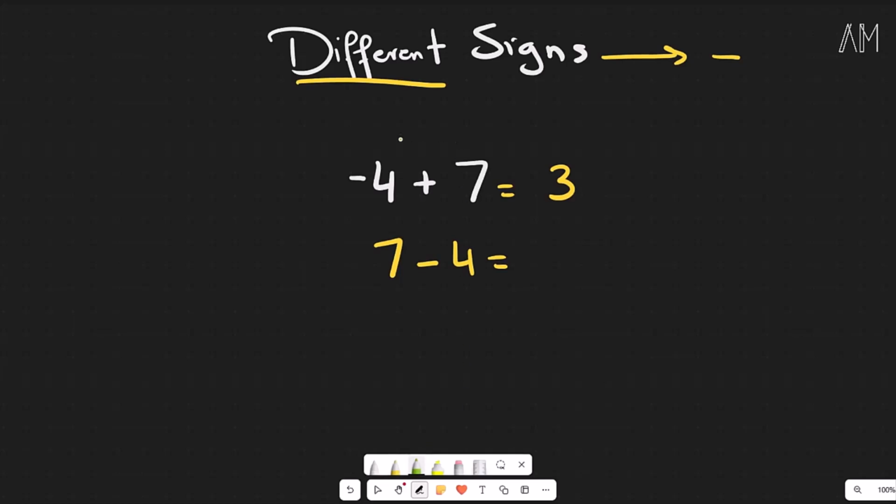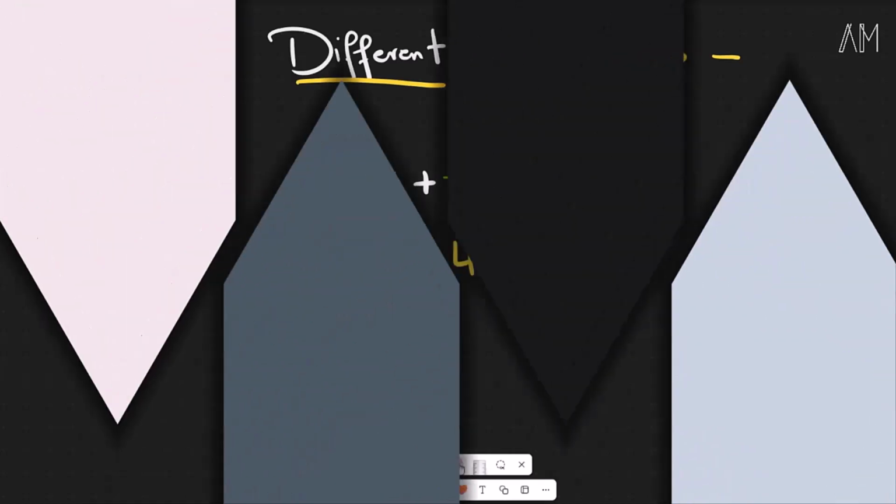Now, which one is the big number? The 4 or the 7? Well, the 7 is the greatest number, so the sign of the 7 will go to the answer. And since 7 here is positive, if it doesn't have a sign, it means it's positive. That means also my answer will be positive. So the answer in this case is positive 3. Let's take another example. Very good.